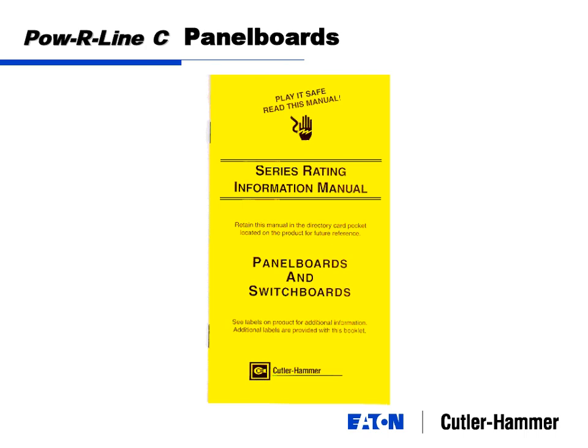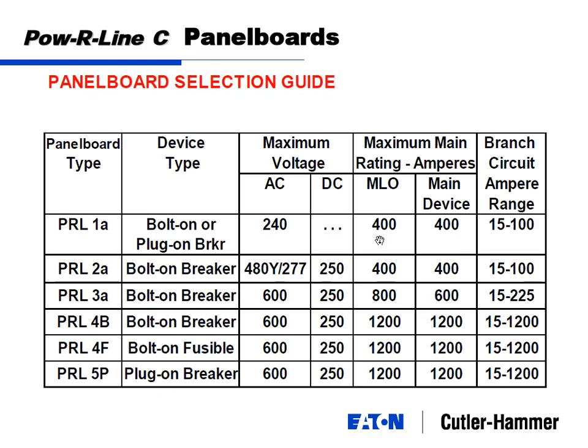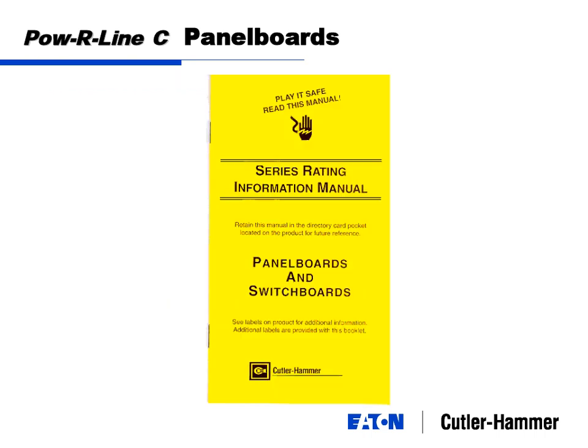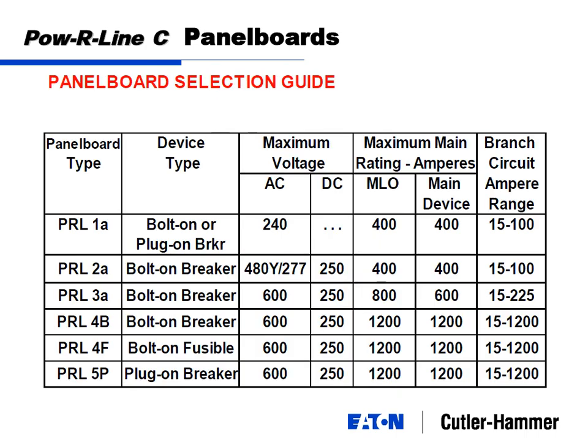This is the one thing I want to mention on series rating. You will get a book like this in the panel board. When you open the front door, you're going to see the directory where you're labeling your circuits, and inside that book will be the listing of these circuit breakers. Those circuit breakers need to be installed to meet the series rating of the panel board. And by code, you have to label the panel as series rated too.